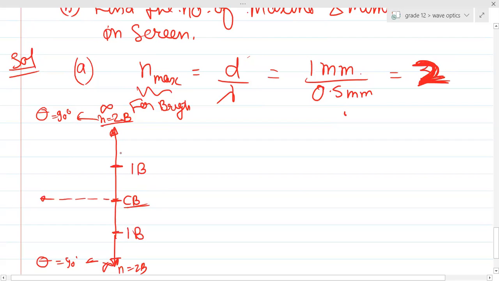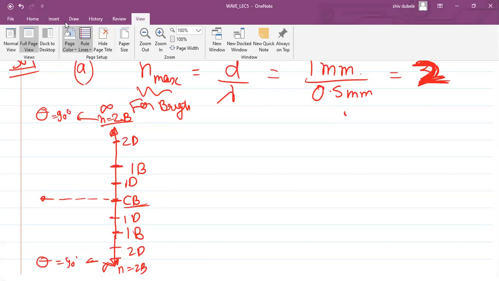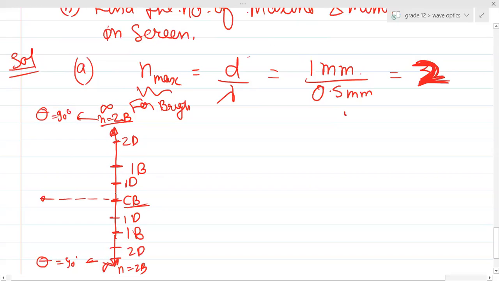Yes or no? In between this first bright there should be this first dark, and there should be somewhere the second dark. First dark and second dark. Guys, are you getting my point? So how many bright fringes are there over here? 1, 2, 3, 4 and 5.